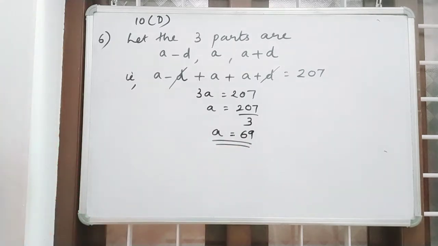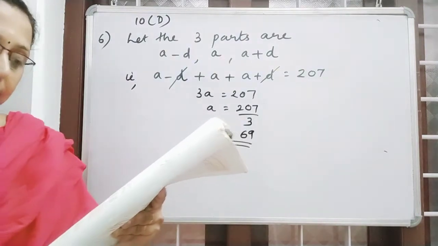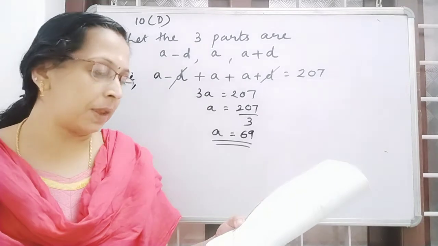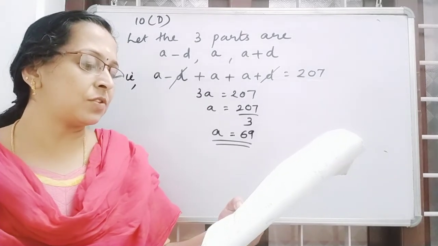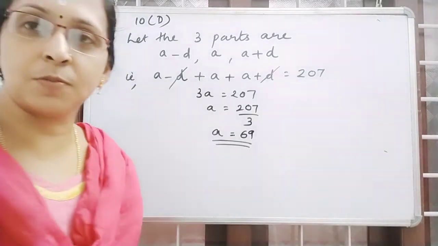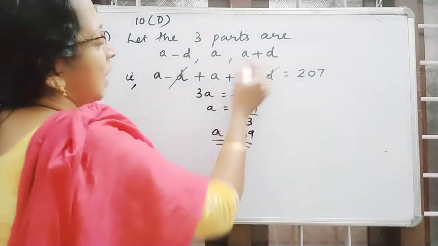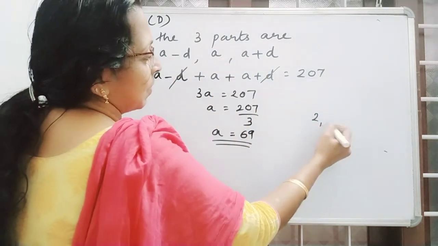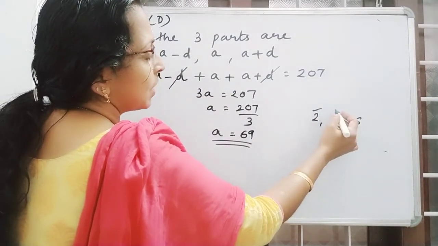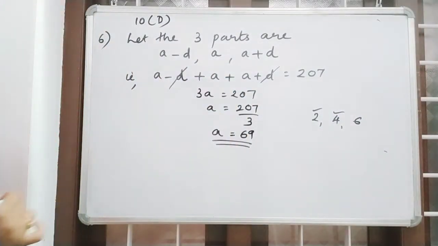A we got 69. Then one more condition is there: the product of the two smaller parts is 4623. So which are the two smaller parts? Let us assume it as, suppose, 2, 4, 6. These are the numbers, which are the two smaller numbers? 2 and 4. So in the same way, which are the two smaller parts here?